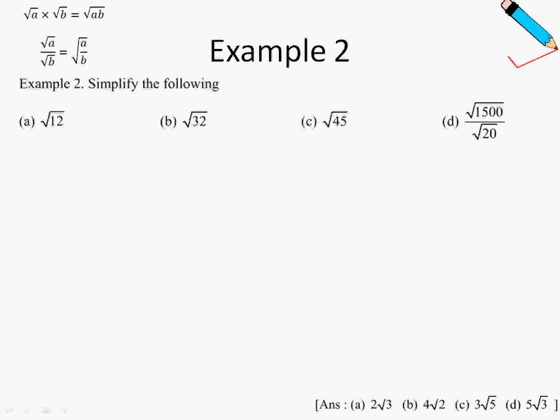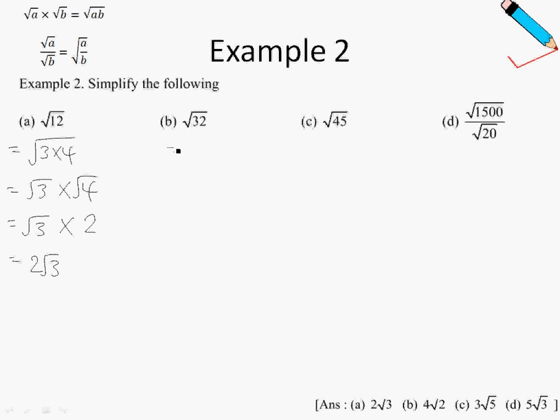Okay, let's carry on with example number 2. Over here I have root 12, and we all know that 12 is 3 times 4. Okay, and from this, I can, using the first law you see over here at the top of the screen, I can break this up into root 3 times root 4, okay, which is root 3 times root of 4 is just 2, okay, and finally I'll get 2 root 3.